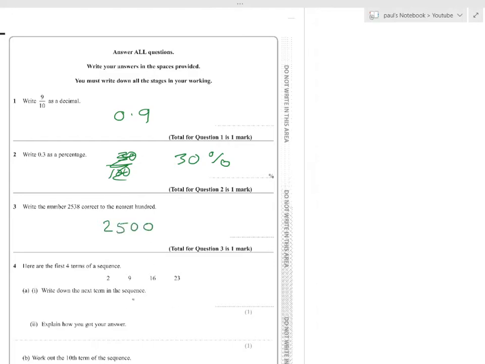Here are the first four terms of a sequence. Write down the next. So we're going up 7, up 7, up 7, so it's going to be 30. Explain: add 7.